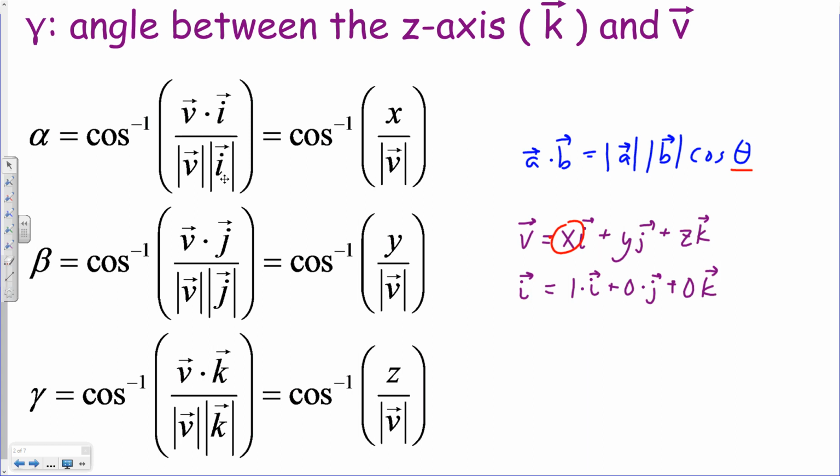Again, the magnitude of I, since this is a unit vector down here, is 1. So we can just replace the magnitude of I with 1, and we simplify this to this little formula here. It turns out that to find the direction angle alpha, it's just the cosine inverse of x over the magnitude of your vector. For beta, same story, but it'll be y divided by the magnitude of your vector. And for gamma, it'll be z divided by the magnitude of our vector. So it turns out to be a really nice little formula that we can use to find those 3 direction angles, all in terms of the components x, y, and z, divided by their magnitude, and then take the cosine inverse.